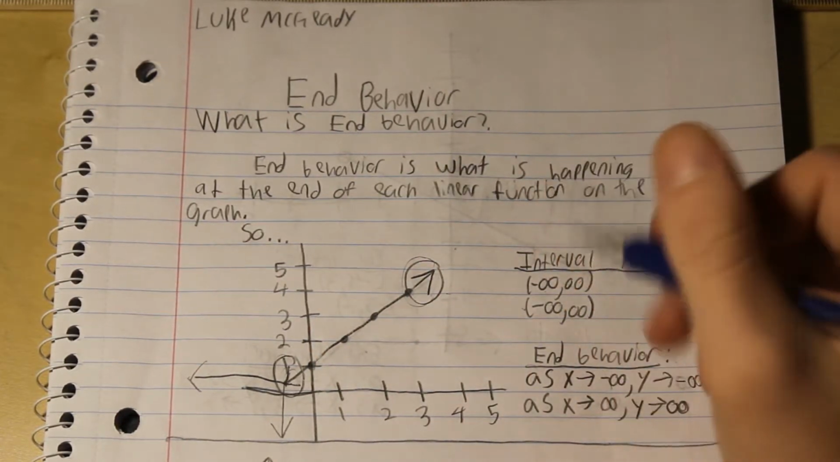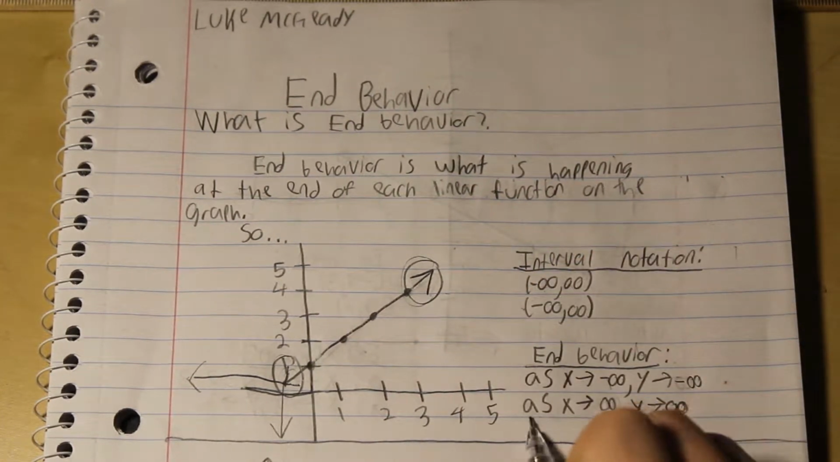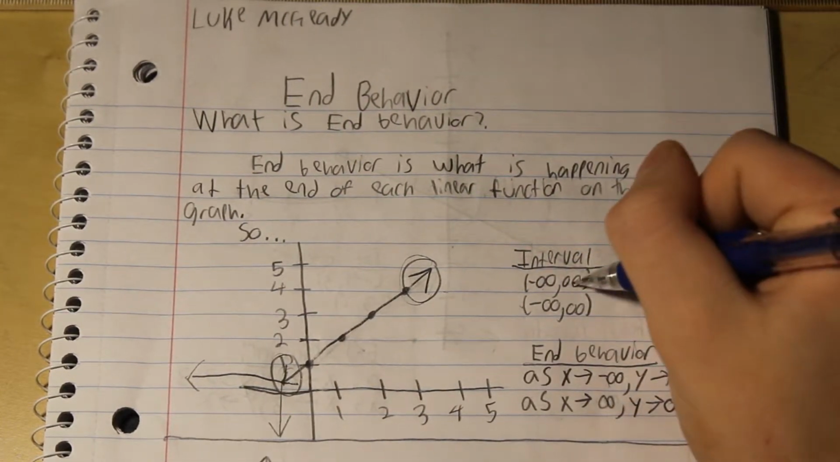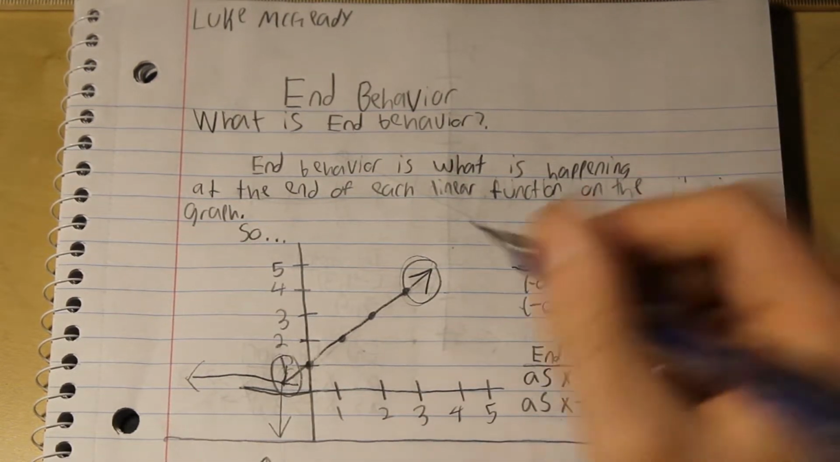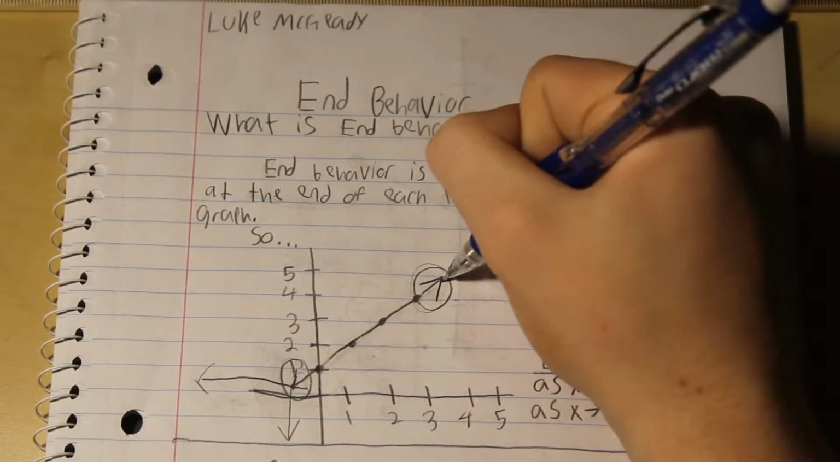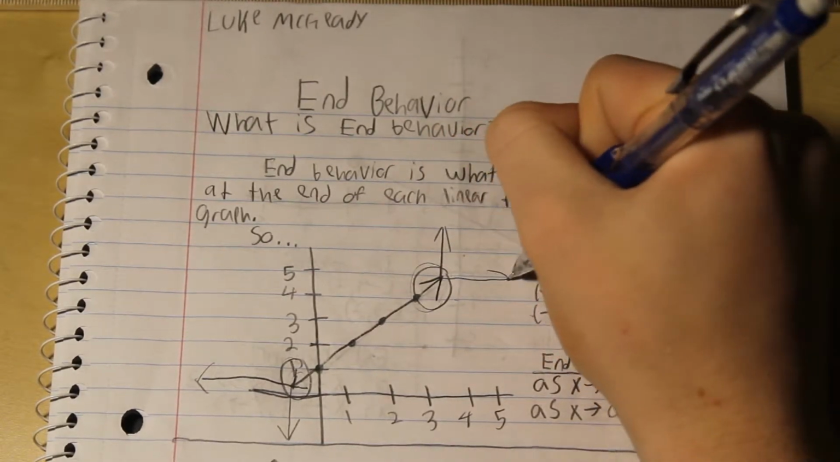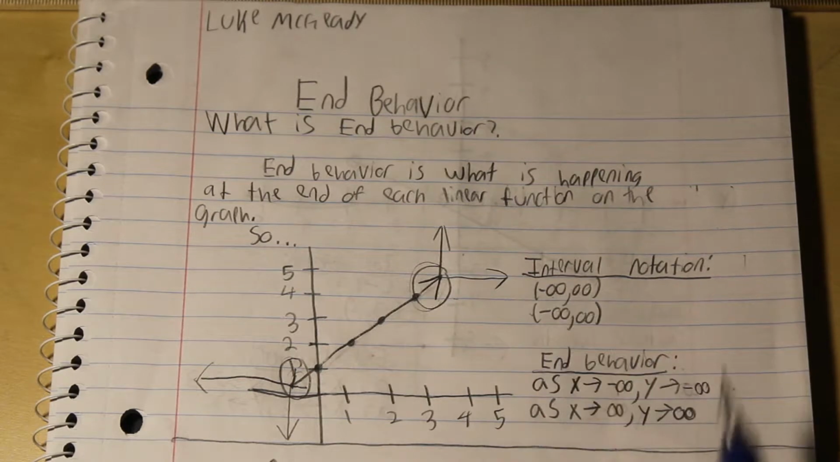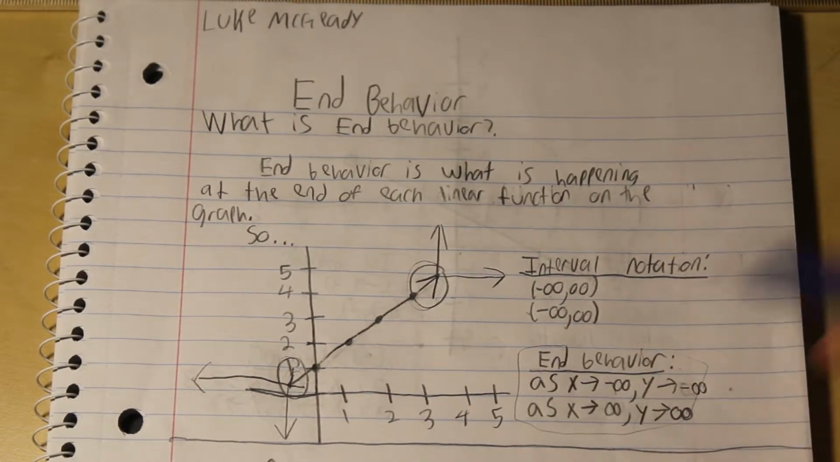And then the second equation is just looking at the other end of the line. So as x approaches infinity, which is our second domain value, y approaches infinity. Because for the same reason, y is constantly going up, and x is constantly going to the right. So that is how you solve for end behavior.